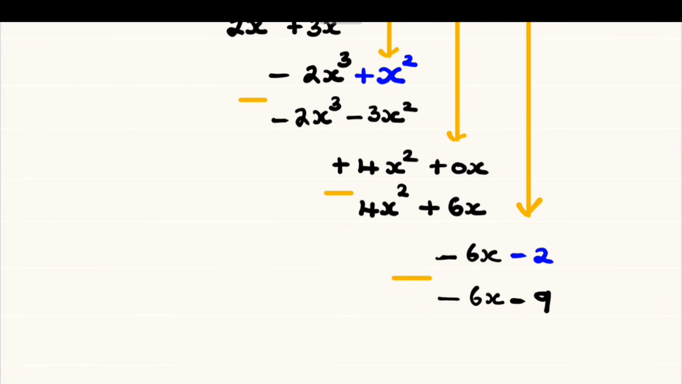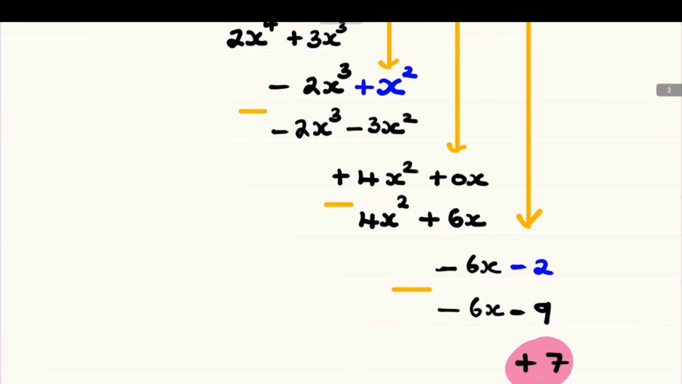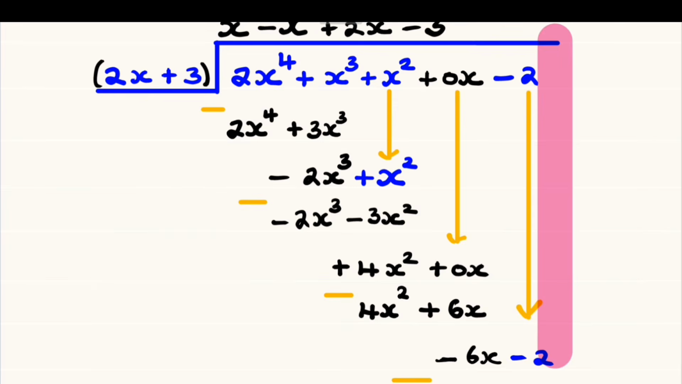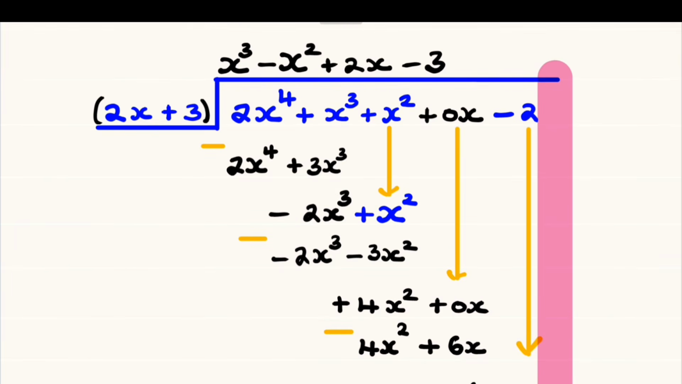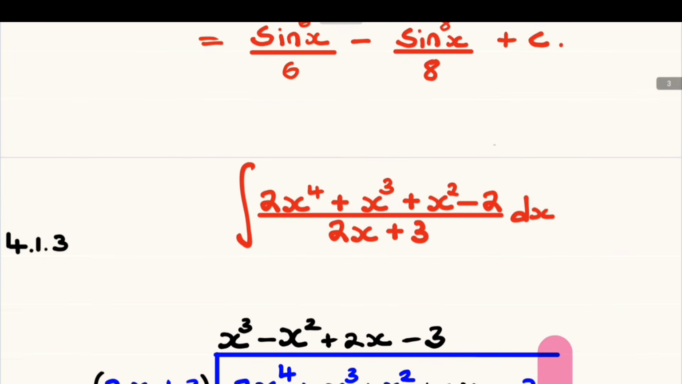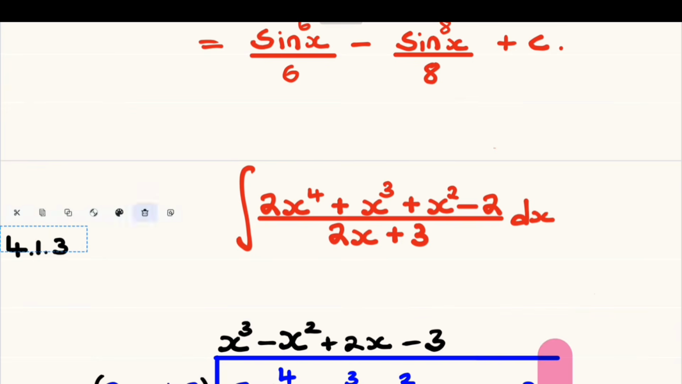So now we minus. Negative 6x minus 6x will be 0. Negative 2 minus 9 will be equal positive 7. The positive 7 will be our remainder since we have nothing to bring down. So our answer will include x cubed minus x squared plus 2x minus 3 plus the remainder divided by the 2x plus 3. So we have this as our final answer.